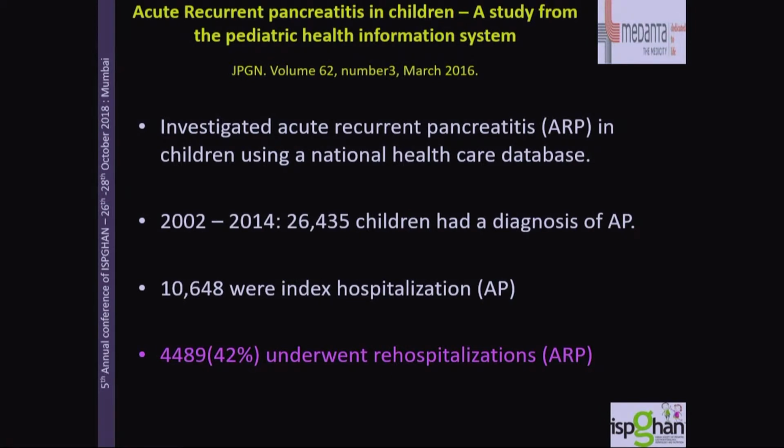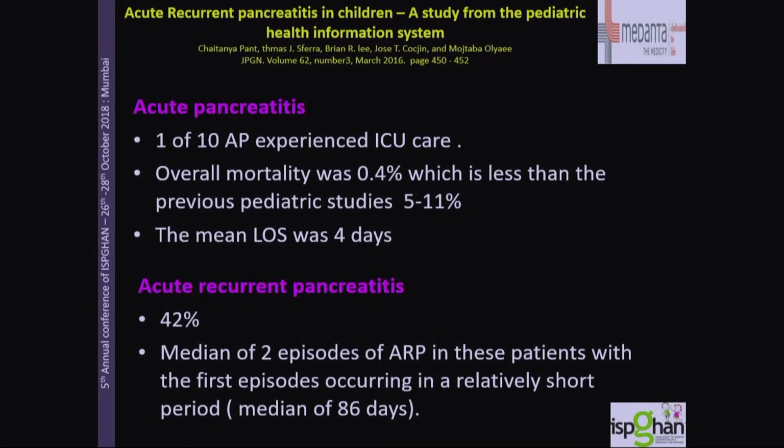So this study, which is beautifully highlighted, looked at 26,000 children who were admitted with acute pancreatitis in a national healthcare database from 2002 to 2014. Of those, 10,000 plus were index hospitalizations, which means acute pancreatitis, and 42% had rehospitalization, that means acute recurrent pancreatitis. This was more than what was known to us earlier. We thought 15 to 30, but this study on such a large cohort quoted 42%.